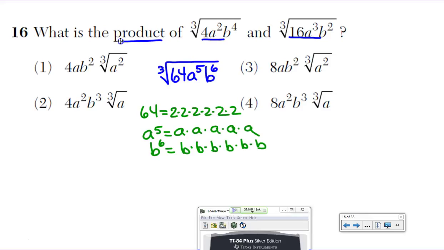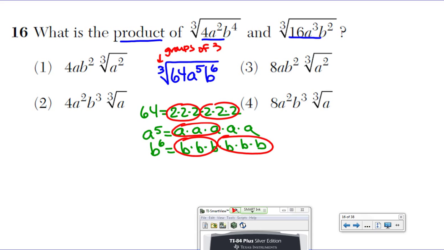All right, and then we have groups of 3 because this means groups of 3. So we have a group of 3 2s and another group of 3 2s. We have a group of 3 A's, and then we have a group of 3 B's and another group of 3 B's. So all the groups come out as one of each. So a 2 and a 2 make a 4. An A comes out, and a B comes out to make B squared. The leftover A and A stay underneath the cube root, and that gets remultiplied back together. So that would be choice 1.